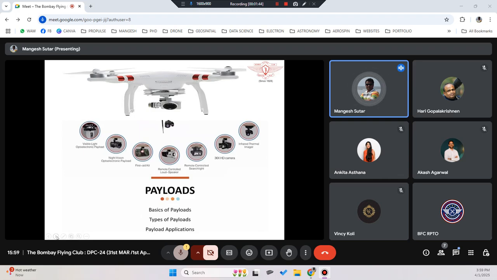There could be a visible light or night vision camera, a first aid kit, or a remote control loudspeaker. We have seen these two applications during the COVID times. There could be a remote control searchlight, for search and rescue missions, which we normally do. So we need a drone with a camera as well as a searchlight.